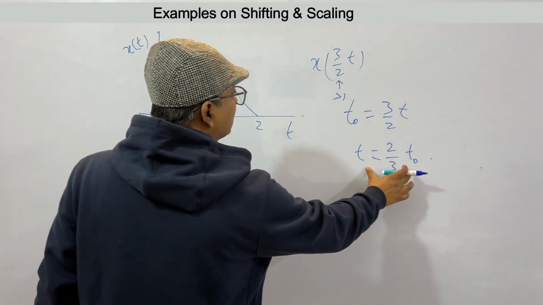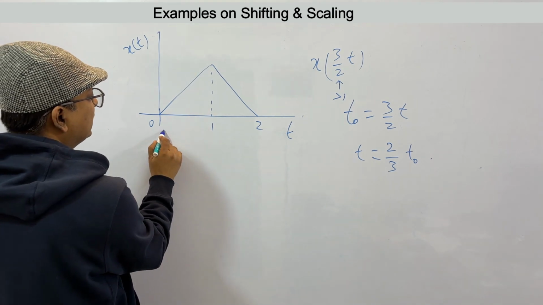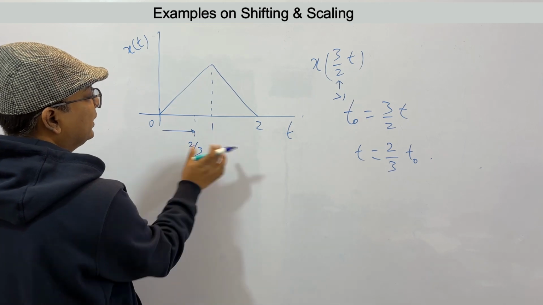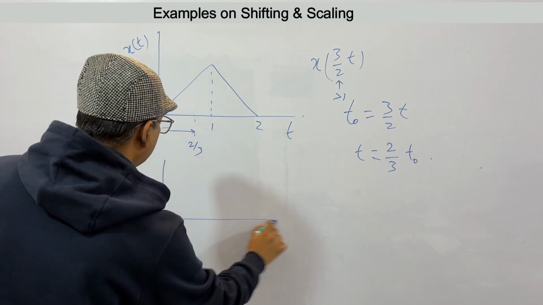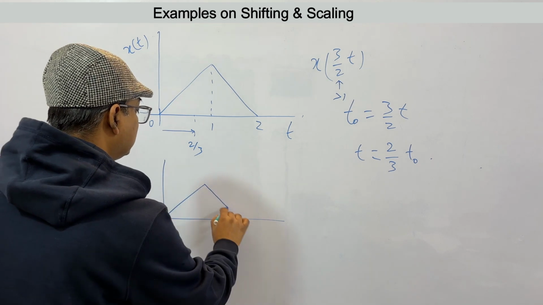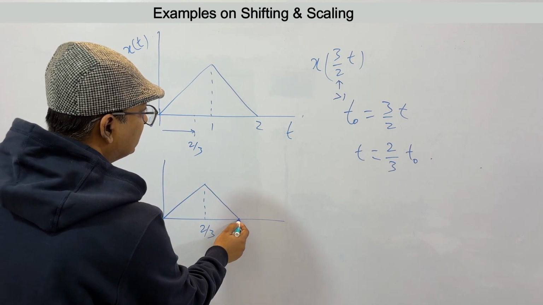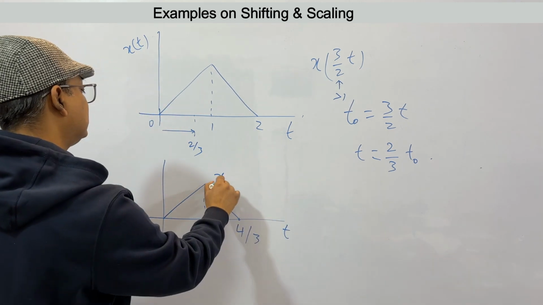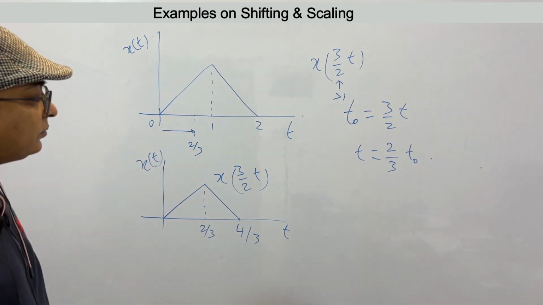So now 0 to 1 will now become 2 by 3. It will compress to this point. Let's say this is 2 by 3. So it will compress to this point. Similarly here also, from here to here. So our new wave will be like this. The shape of the wave will be same, but this point will be 2 by 3 and this will be into 2. So this will be 4 by 3. This is our x3 by 2t. Okay? Clear?